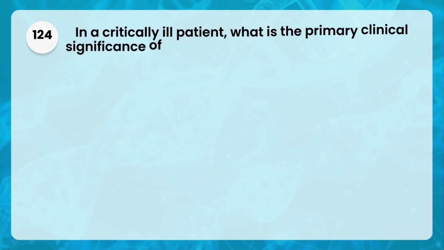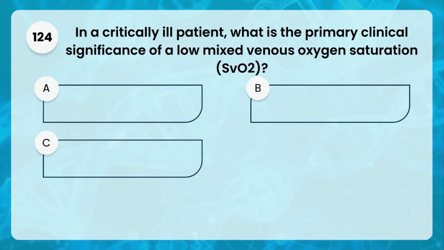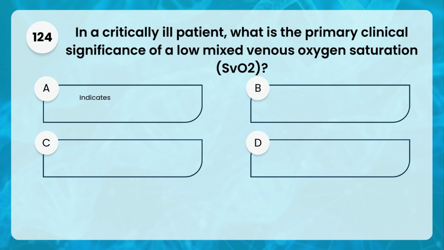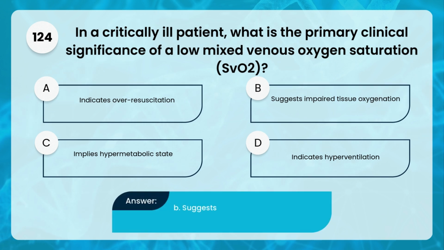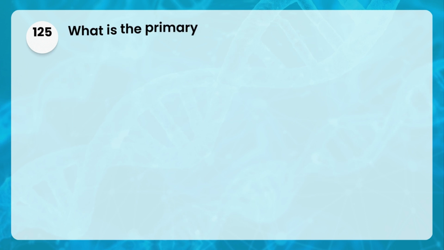124. In a critically ill patient, what is the primary significance of a low mixed venous oxygen saturation, SvO2? A. Indicates over-resuscitation. B. Suggests impaired tissue oxygenation. C. Implies hypermetabolic state. D. Indicates hyperventilation. The answer is B. Suggests impaired tissue oxygenation.